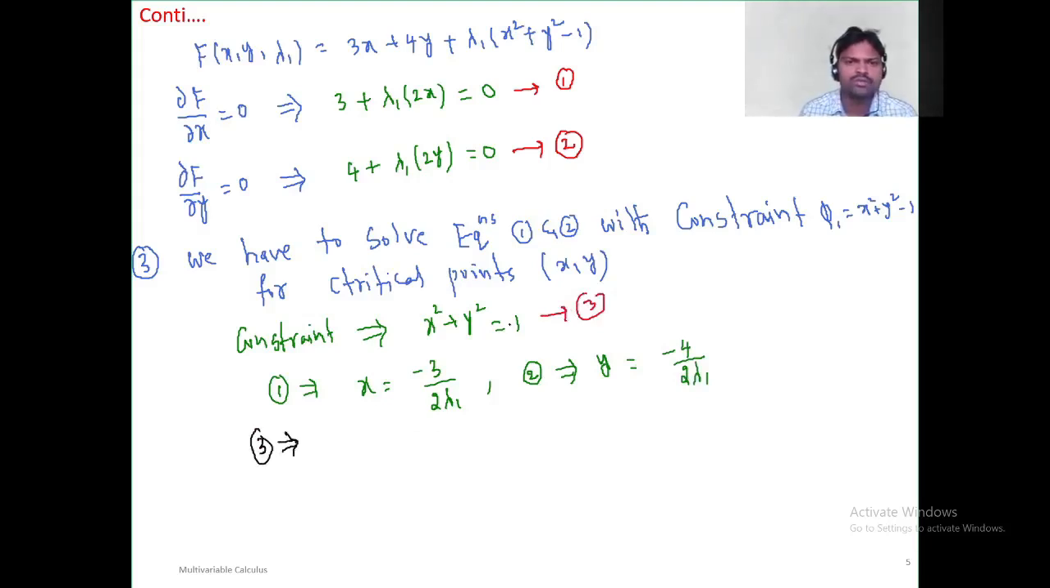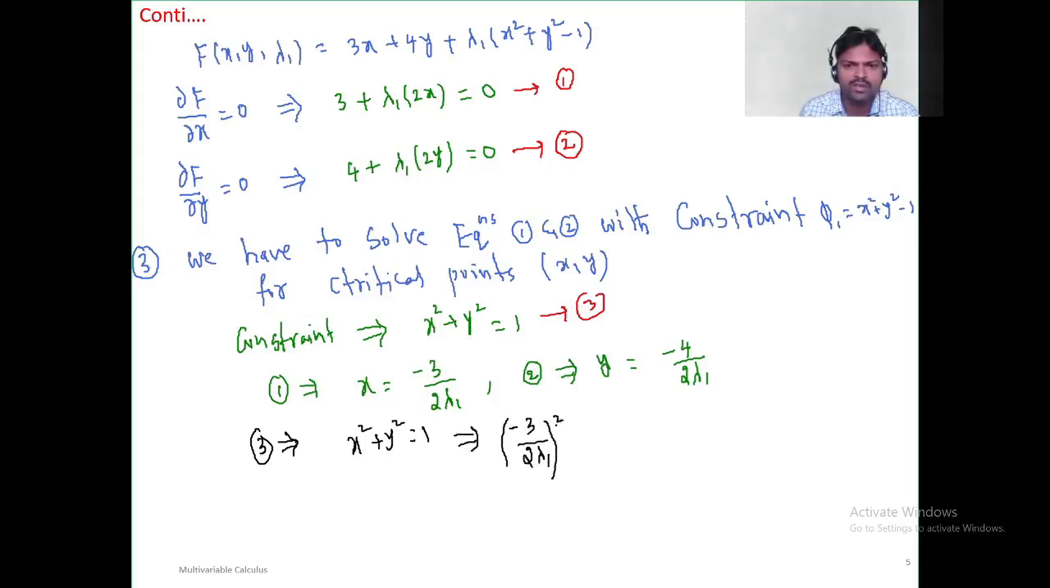Our main goal is to find what are the stationary points x and y. For that we are solving this 1 and 2 including the constraint. That's what I am doing actually. So now 3 implies x square plus y square is 1. So x square plus y square is equal to 1. That means what is x square now? Minus 3 by 2 lambda 1 whole square.